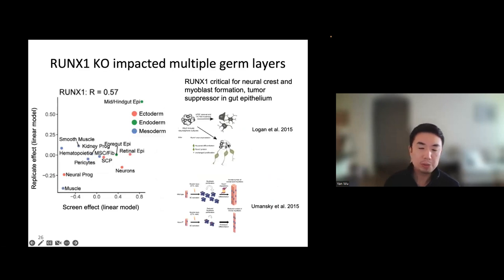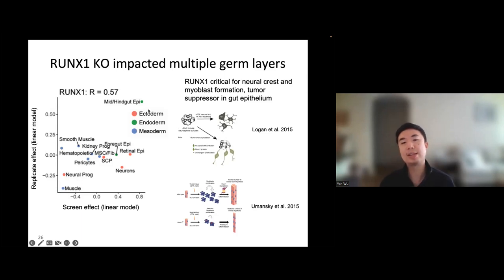So Runx1 knockout also impacted multiple germ layers. So we see here a decrease in muscle and an increase in mid and hindgut epithelium, also a decrease in neural progenitors. And there have been multiple studies that have shown that Runx1 is critical for neural crest and myoblast formation. And it's also a tumor suppressor in the gut epithelium. So basically, knocking out Runx1 prevents myoblasts from proliferating and forming correctly. Knocking out Runx1 prevents neural crest and neuroectoderm development. So we see this decrease in neural progenitors and muscle.